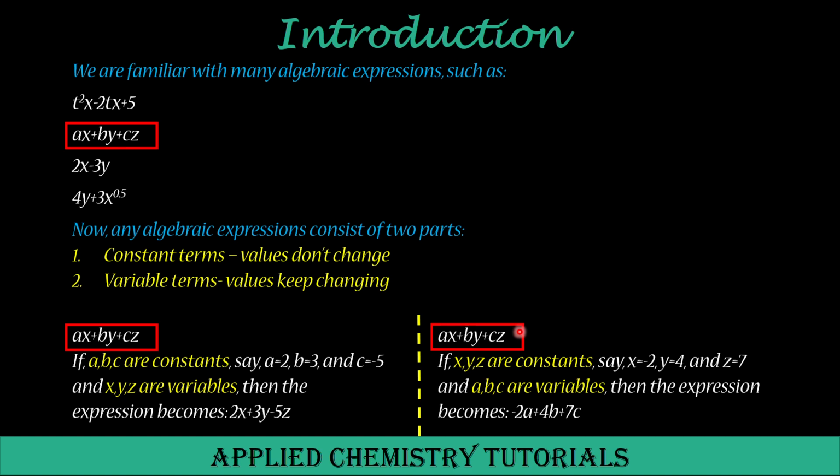Similarly, for the same expression, if x, y, z are constants, and say x equals minus 2, y equals 4 and z equals 7 for ease of understanding, and in this case a, b and c are variables, then the expression becomes minus 2a plus 4b plus 7c.